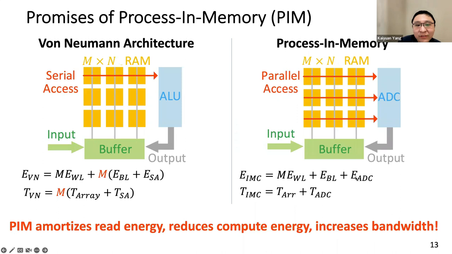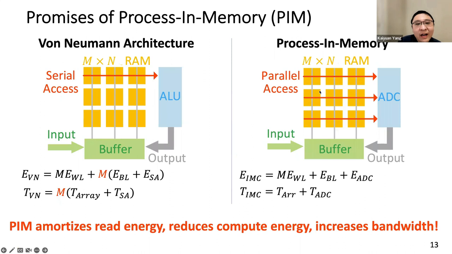The benefit of in-memory computing really comes from having a large m, which is the case for deep learning. You have to do this MAC computing in a massive amount and with massive parallelism, so that we amortize this ADC energy by a factor of m. And in most cases, this will result in about a 10 times reduction of the energy per operation.